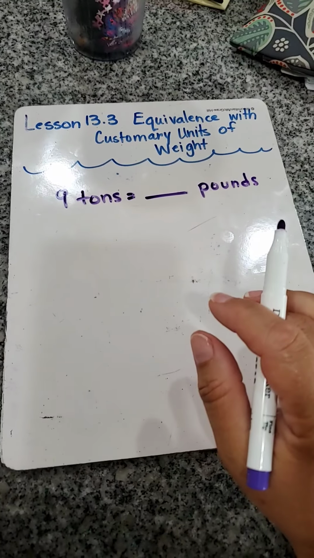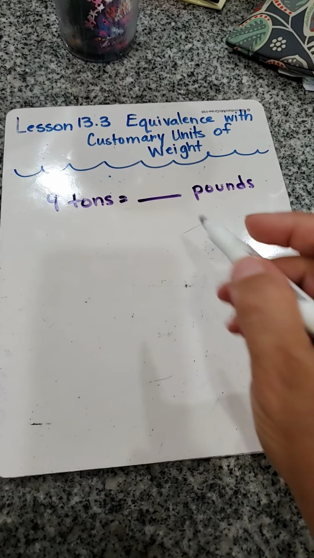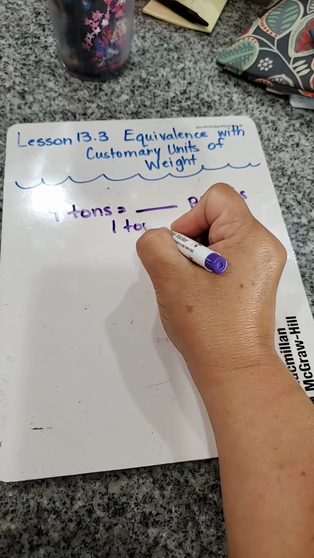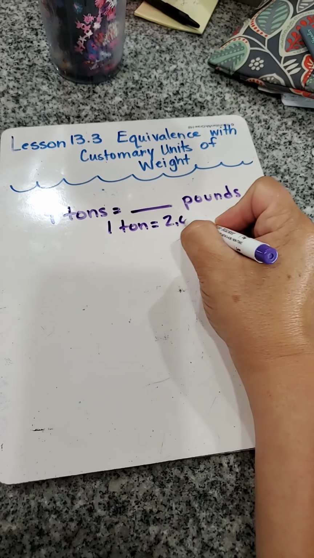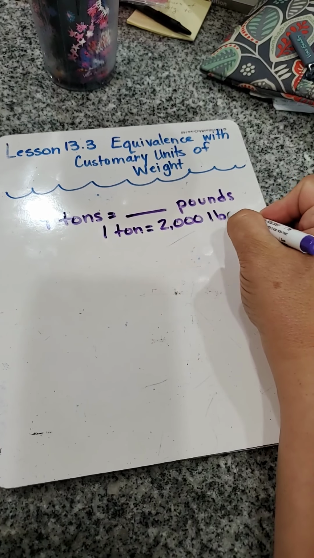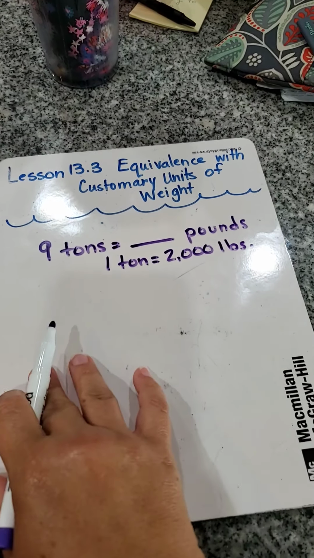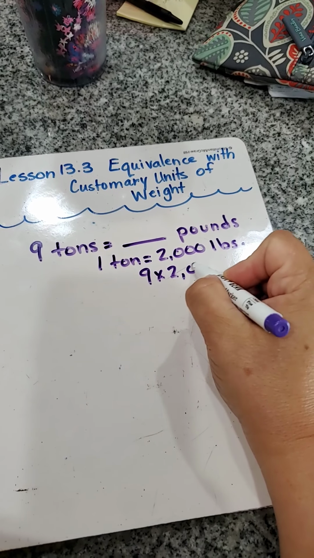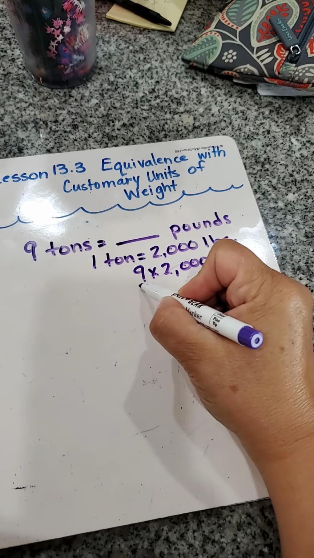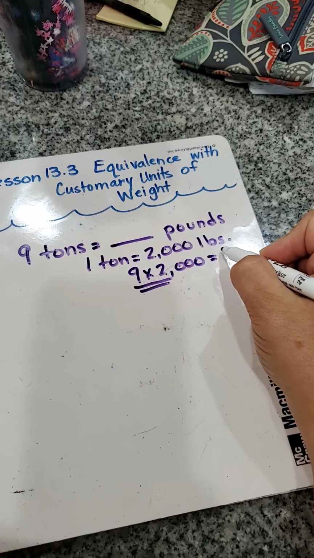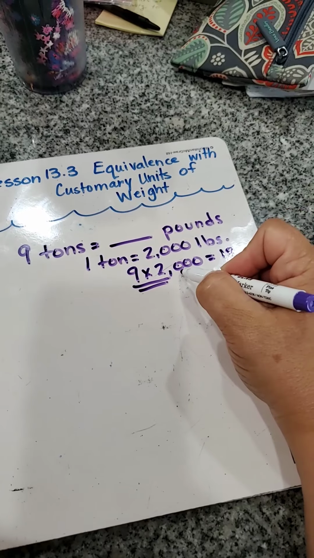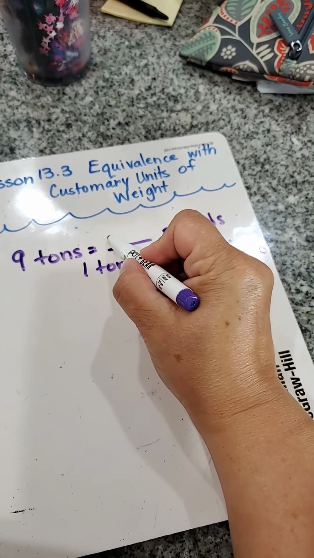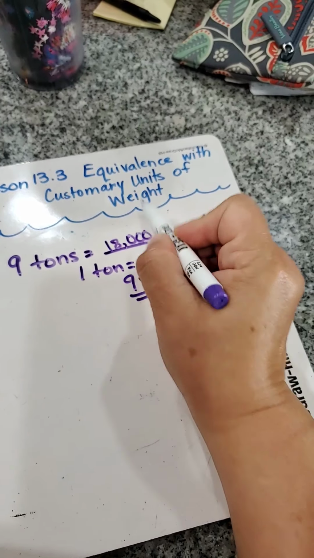Well, if we look on our equivalence or our conversion sheet, we know that 1 ton is equivalent to 2,000 pounds. So if we have 9 tons, then we know 9 times 2,000 gives us basic facts here. 9 times 2 is 18. Add the zeros, 1, 2, 3. 9 tons is the same as 18,000 pounds.